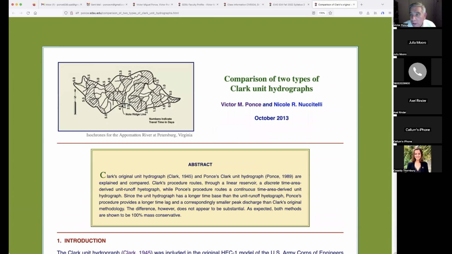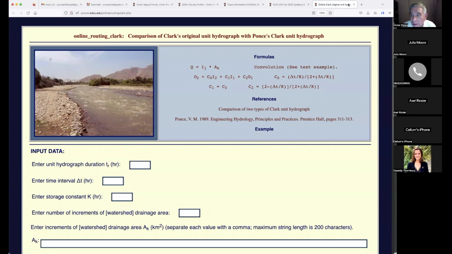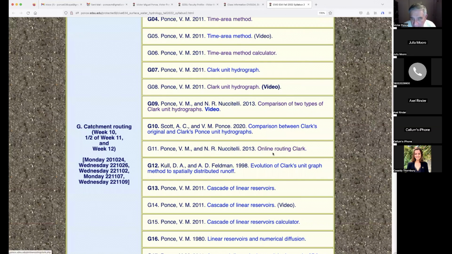You can run the model that we have created, this one over here, online routing Clark. You can run them, I already did it and it works, so it's fine. So I'm going to briefly talk about the evolution of Clark's unit hydrograph. Oh no, wait a second, I missed this one: comparison between Clark's original and Clark Ponce.